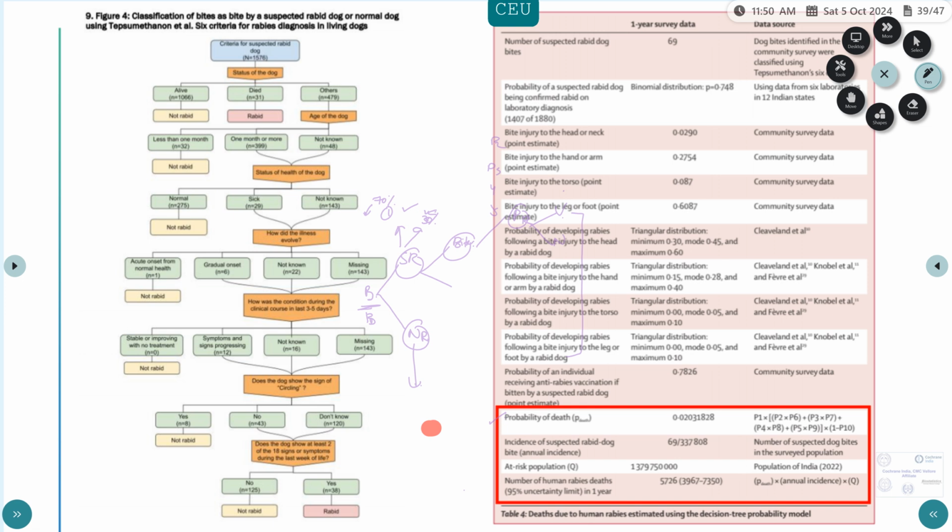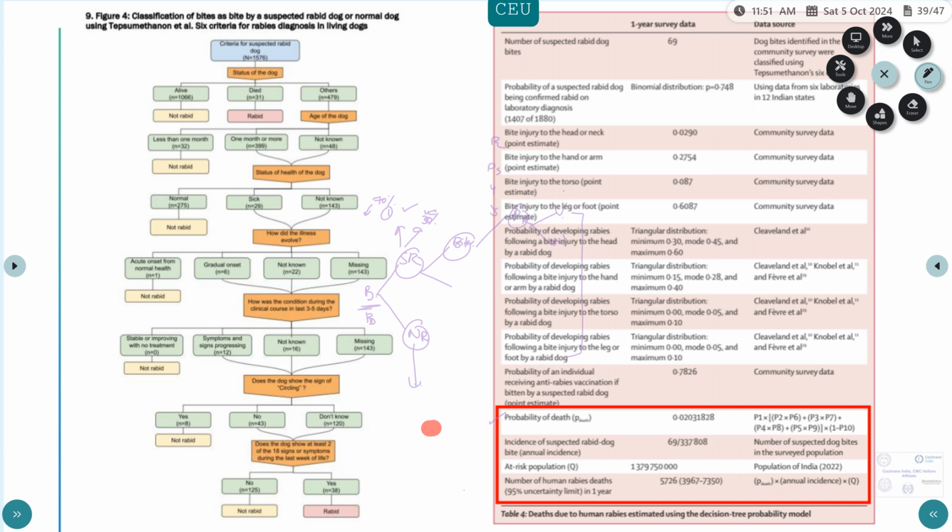But the probability of death is based on the WHO decision model, which we are looking at. The deaths didn't come from this particular study. They went to households and asked about deaths, but they didn't use those deaths to arrive at the number of rabies deaths. For some reason, they have not taken that data.